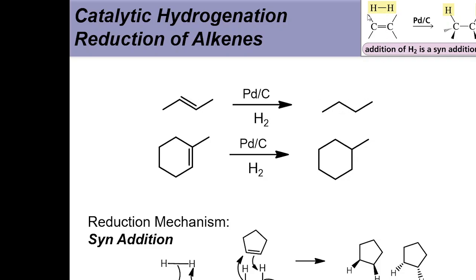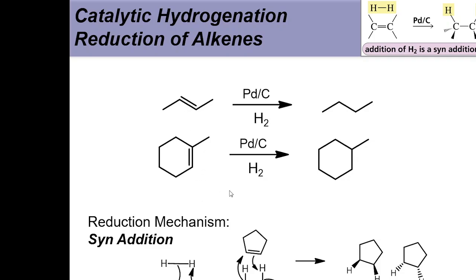So it basically looks like adding two hydrogen atoms onto the two carbons of the double bond. One hydrogen will be added to one carbon, and the other hydrogen will be added to the other carbon. This applies to linear alkenes or cycloalkenes.